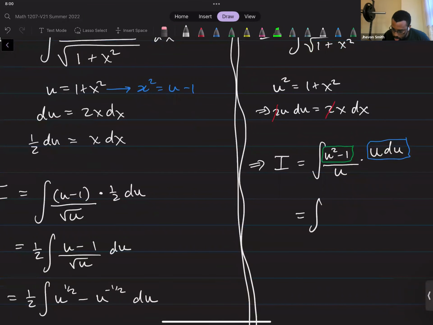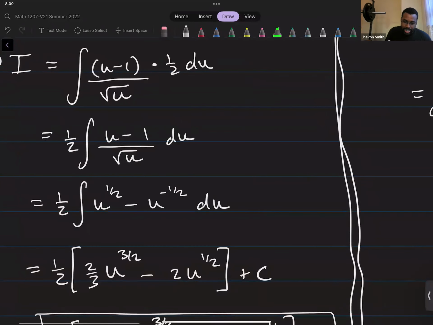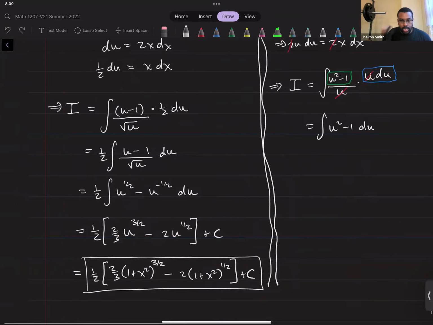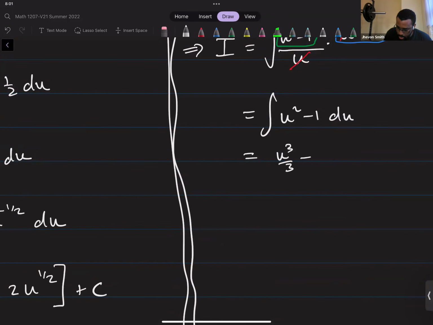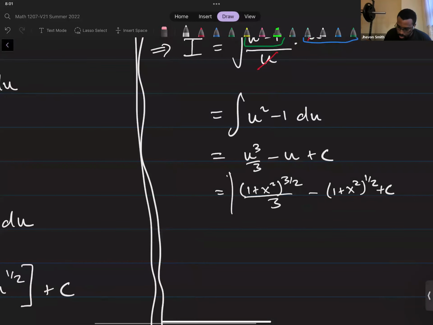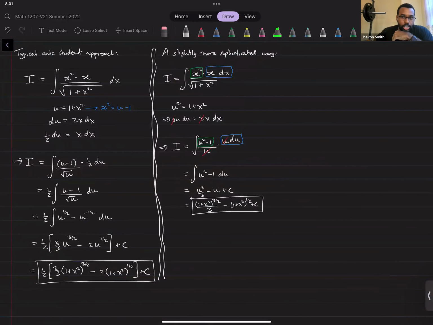Now, my u's would, of course, cancel. Like I can cancel this u with that u. And I have this integral left over, u squared minus 1 du. Right? So obviously, it's already nicer than this scenario I have here, just by tweaking my substitution a little bit. Now this is going to be u cubed over 3 minus u plus c. And I know that my u was the radical. So this is going to be 1 plus x squared to the 3 halves over 3 minus 1 plus x squared to the 1 half plus c. So you see, you can make things a lot nicer just by tweaking your substitution a little bit.